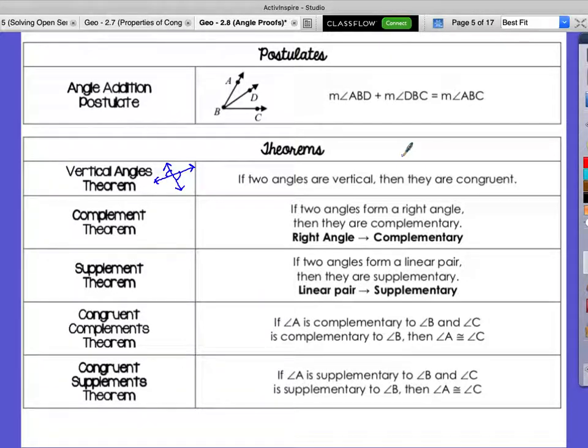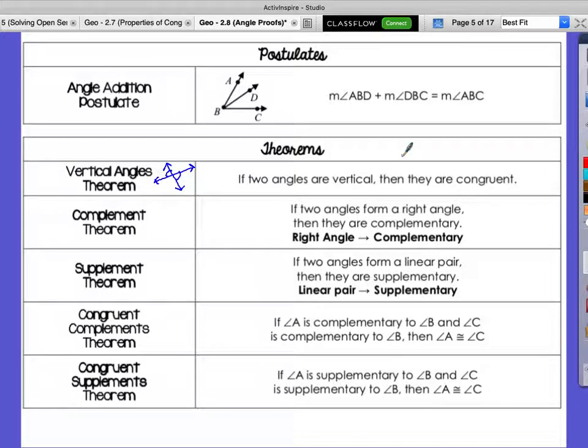Complements theorems. It's going to be dealing with complements. If two angles form a right angle, then they are complementary. So if you have two angles making a right angle, that means they're complementary. Because what happens if they're a right angle? It's how many degrees? 90. So if the two angles make a right angle, that means they're adding up to 90. That's being complementary. That's a complement theorem that allows us to jump straight to that.